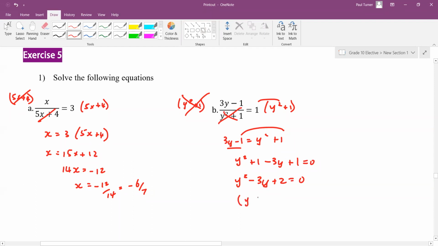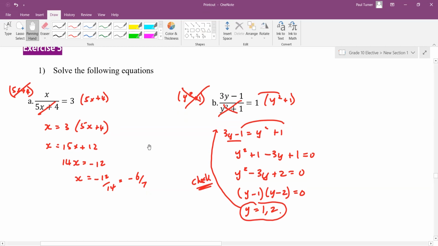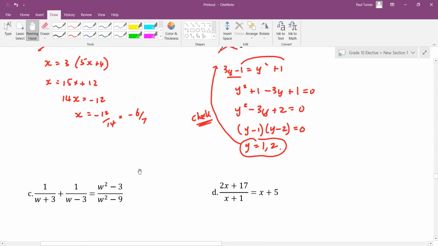So what numbers multiply to give 2 but add to give minus 3? Well, they both have to be negative, don't they? So y minus 1, y minus 2. So minus 1 times minus 2 is 2. Minus 1 plus minus 2 is minus 3. So that's correct. So y is 1 and 2. Now, when you're doing these questions, you should go back and check. So check your solutions are actually okay when you put them back in. So when you get to these more complicated equations, we need to be checking these and check they both work.